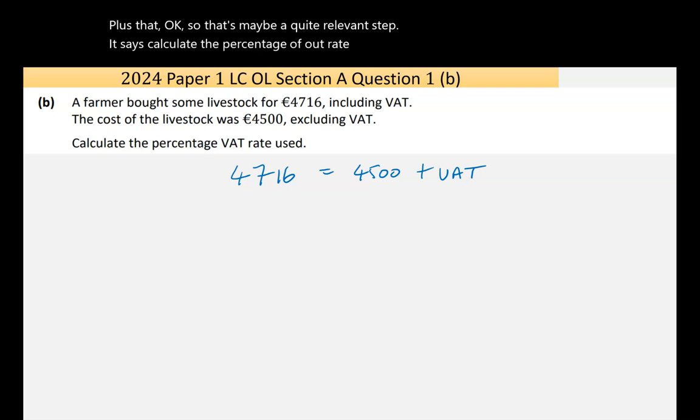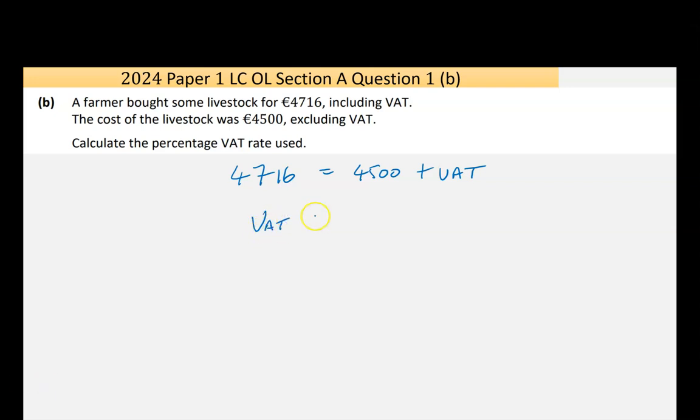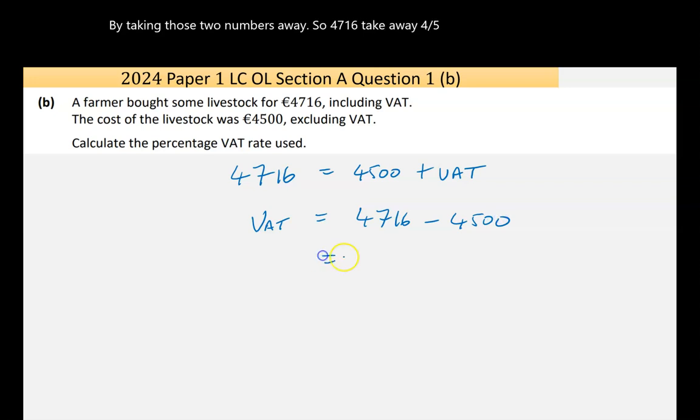So the VAT could be described by taking those two numbers away. So 4,716 take away 4,500. That should be 216. So the VAT paid was 216.